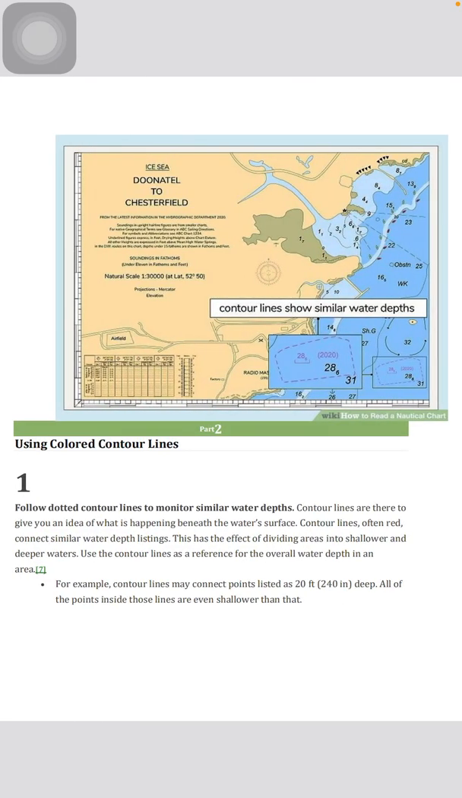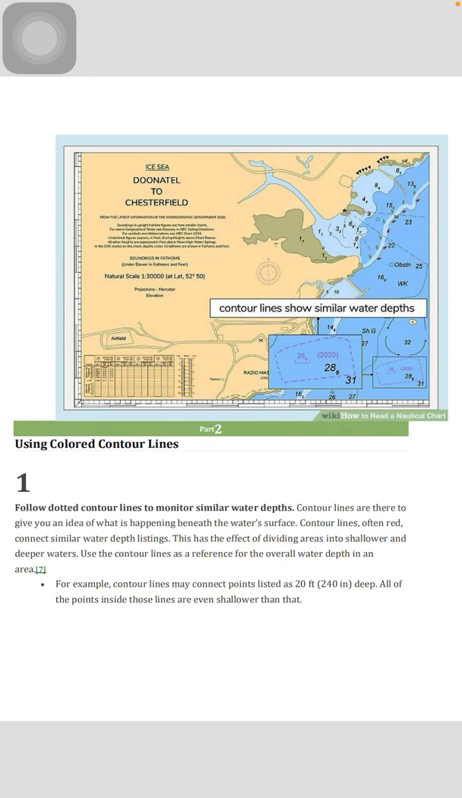And this is using colored contour lines. Step 1. Follow dotted contour lines to monitor similar water depth. Contour lines are there to give you an idea of what is happening beneath the water surface. Contour lines, often red, connect similar water depth listings. This has the effect of dividing areas into shallower and deeper waters. Use the contour lines as a reference for the overall water depth in an area.